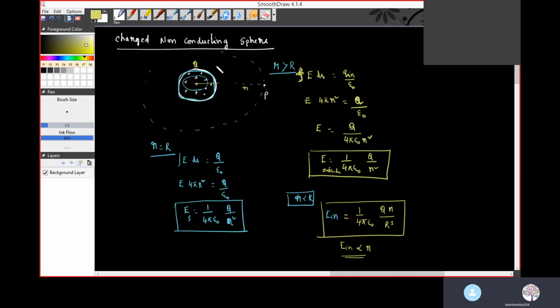So now if I draw a graph of electric field and distance, this is electric field and this is distance. Here E is directly proportional to r, up to r equal to R, and then it is an inverse relation because E outside is 1 by r square, and it is maximum on the surface, kQ by R square. This is the shape of the graph.